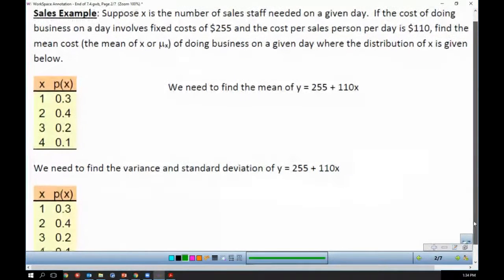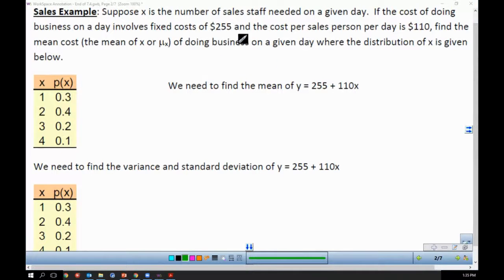Okay, so they give us all this great, lovely information. X is the number of sales staff needed. They have a fixed cost of $255. Cost per salesperson is $110. Find the mean cost of doing business on a given day. And then they also ask us the variance and standard deviation. Okay, so yesterday, how did we find mean if we're given a probability distribution?